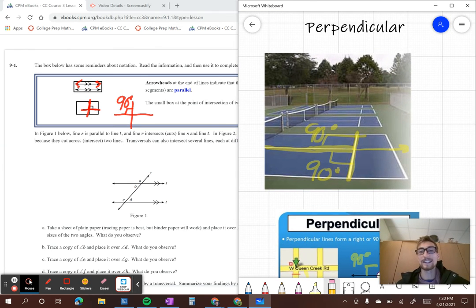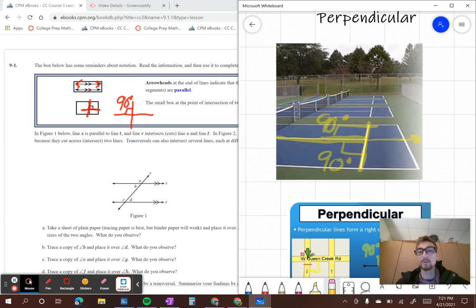Perpendicular, well, if we look at a tennis court or a basketball court or anything where there's a straight line that's vertical, meaning a straight line that runs horizontally, it's going to create 90-degree angles. For example, the service line touching the midway line.